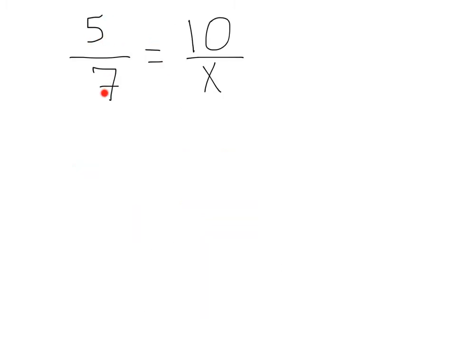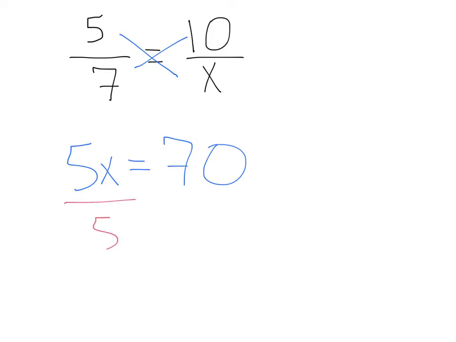Here we have 5 over 7 equals 10 over x. Let's go ahead and cross multiply. That'll give us 5x equals 7 times 10 is 70. We can divide both sides by 5. And if we divide 70 by 5, we're going to get x equals 14.